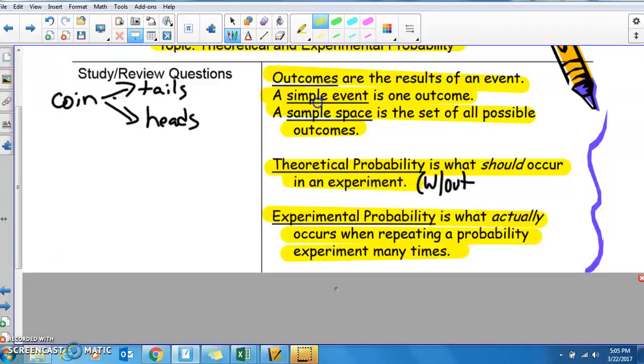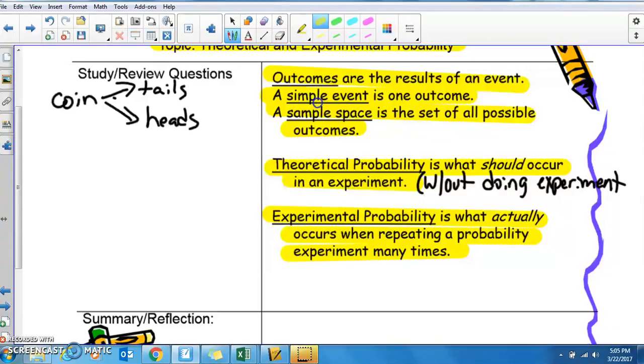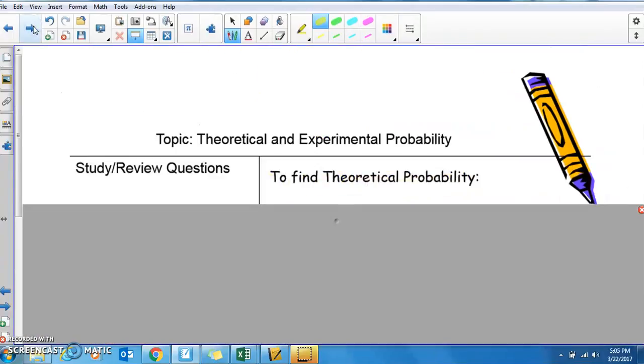Without doing the experiment. And experimental probability is what actually happens when you do the experiment. All right? So as you're going through these, please ask questions because some people think this can get tricky. All right? Let's move on to the next thing.